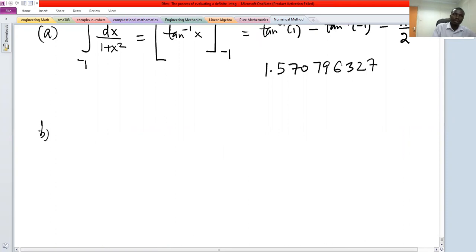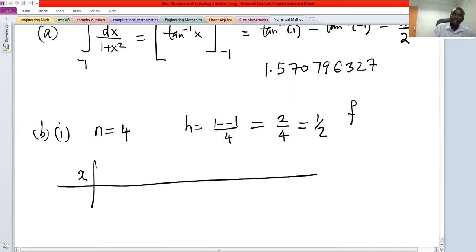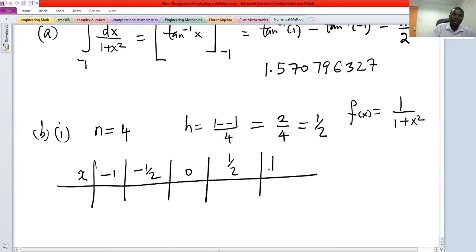And then part B, Roman 1, is to take n to be 4. Now, n to be 4 means h will be 1 minus -1 over 4, which will be 2 over 4, which is a half. And then this means we'll make a table of values. Remember, in this case, the function f of x is 1 over 1 plus x squared. So we are starting with -1. When you add a half, you get -1/2, 0, 1/2, 1.